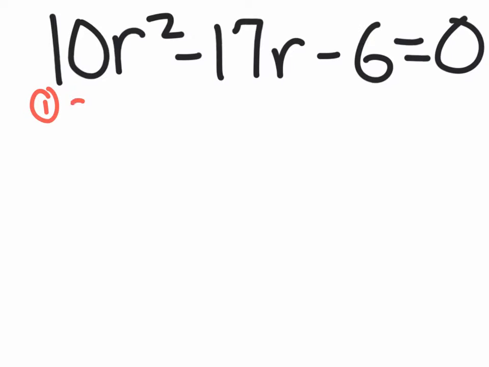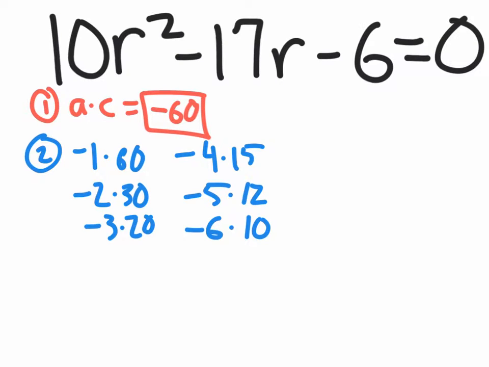Step 1, multiplying a times c, and that's going to be negative 60. So you've got to now think of the multiples of negative 60 that combine together to give you negative 17. So let me just make a list of how to get negative 60. So there's a list of all your possible ways of getting negative 60. And which pair of numbers combines together to give you negative 17? 3 and negative 20. 5 and 12.